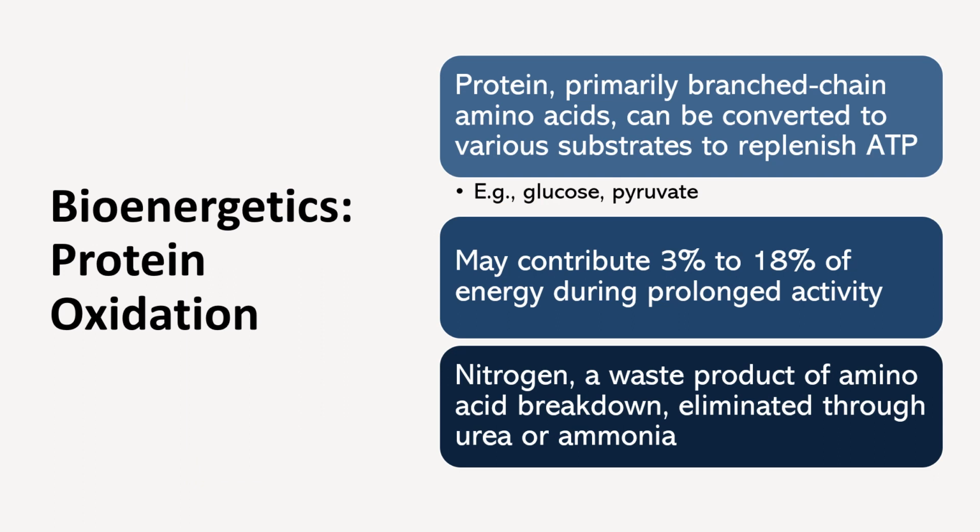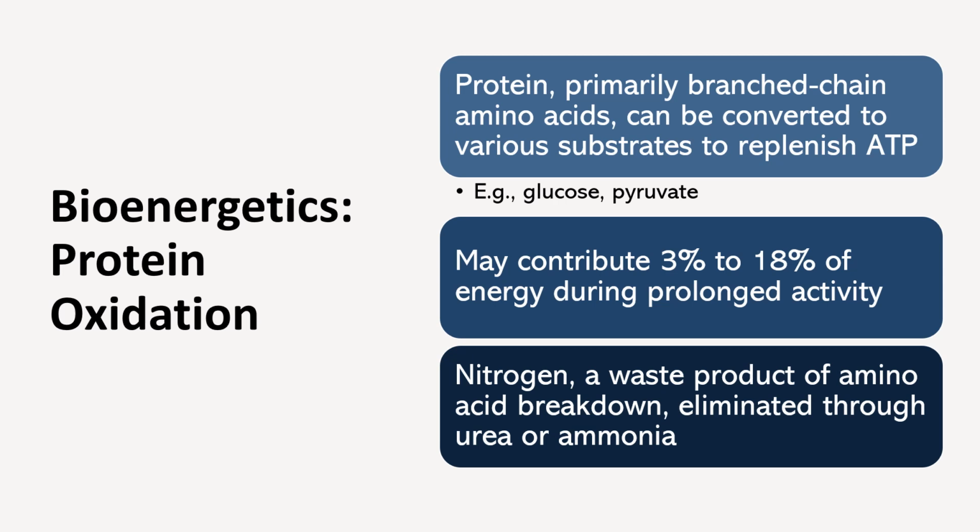Protein isn't a significant source of energy for most activities. It's considered to contribute minimally during short-term activities, but can contribute anywhere from 3% to up to 18% of the energy requirements during prolonged exercise. Protein is broken down into its building blocks of amino acids, which are converted into glucose via the process of gluconeogenesis. From there, it follows the same fate as any pyruvate molecule. Nitrogen, which is a waste product of amino acid breakdown, is eliminated through urea or ammonia.